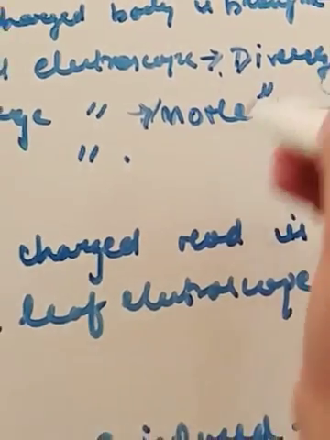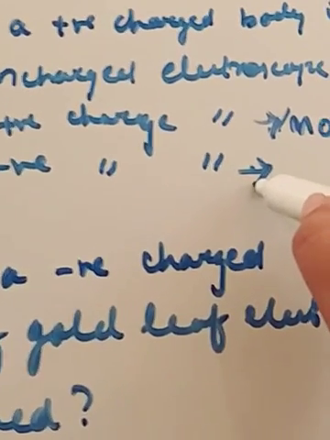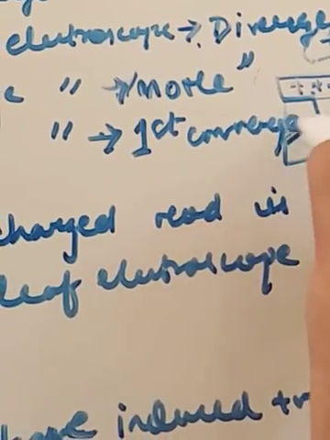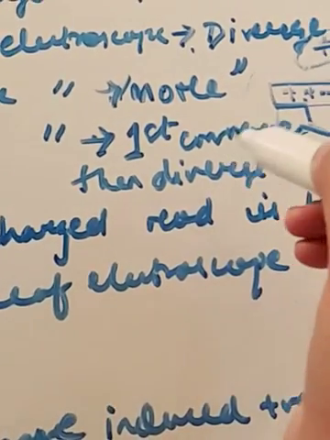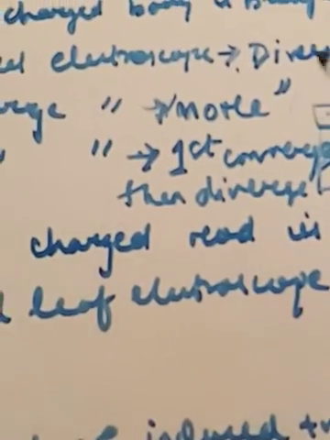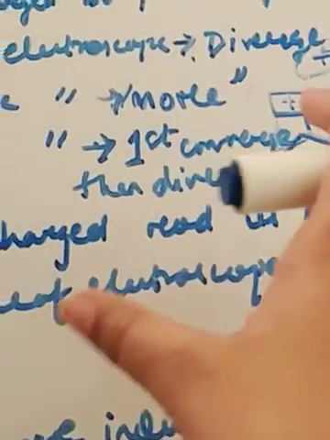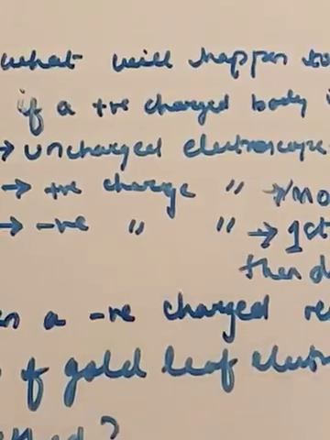So here, more divergence, right? Then what will happen if the electroscope is negatively charged? First it will converge, then it may diverge. First converging is sure, but the next time it may diverge or may converge further in the case of a negatively charged electroscope. I hope you got it, and if you don't understand, please write in the comments so I can explain it further.